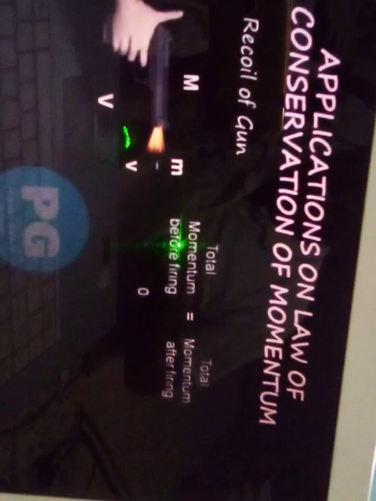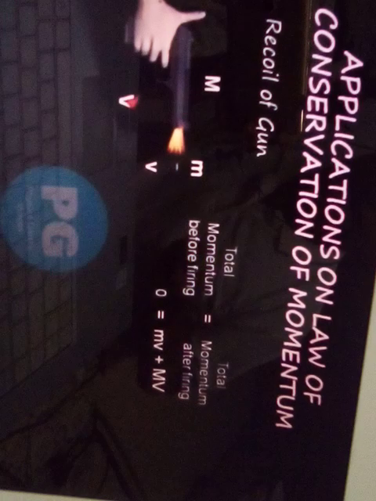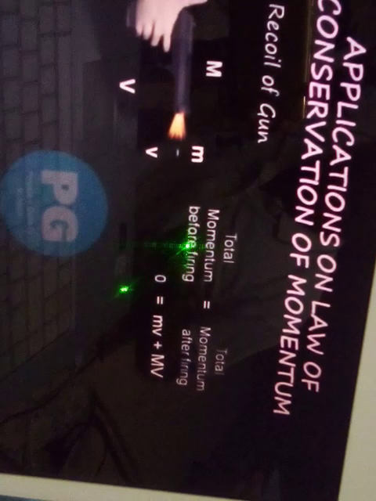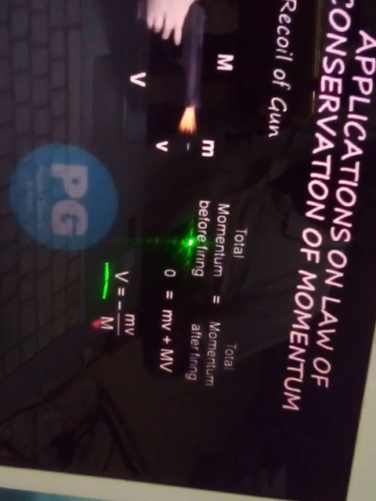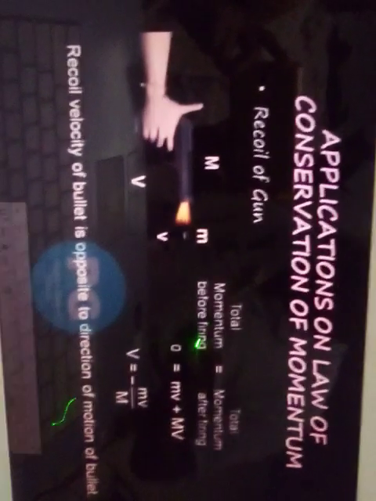Now, the initial momentum of the system is 0 because initially the gun and the bullet both were in a position of rest. Talking about the final momentum of the system after firing, we can say it is equal to the momentum of the bullet plus the momentum of the gun, that is small mv plus capital MV. Now if we rearrange the equation, we'll get the recoil velocity of the gun as minus mv upon capital M. Here the negative sign shows that the direction of recoil of the gun is opposite to the direction of velocity of the bullet.